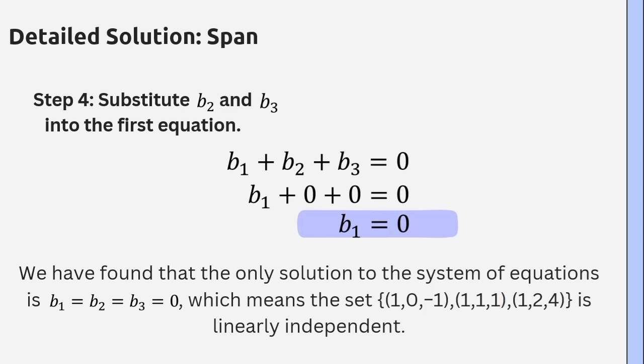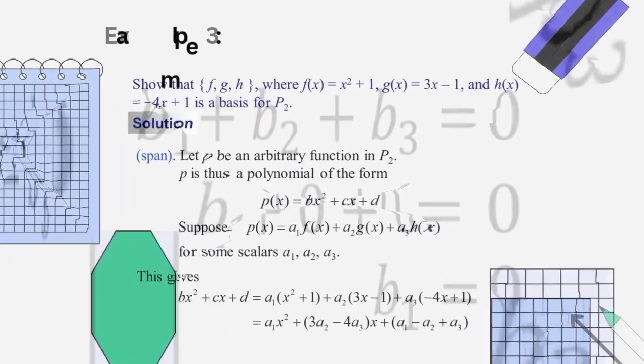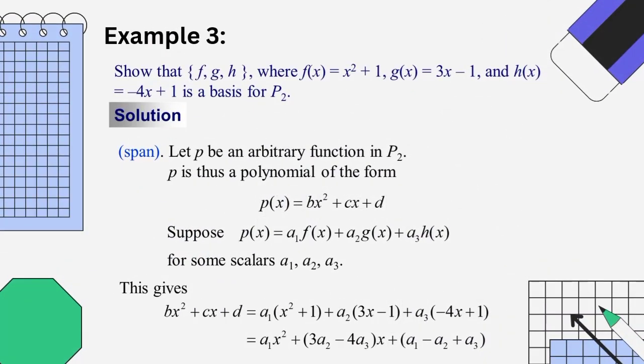One example is not enough, so I mean two examples isn't enough. So let's take on another example, which is, I think, much harder. We are going to show that the set of functions f, g, h, where f of x is equal to x squared plus 1, g of x is equal to 3x minus 1, and h of x is equal to negative 4x plus 1, is a basis for P sub 2, wherein our polynomial is of degree 2.